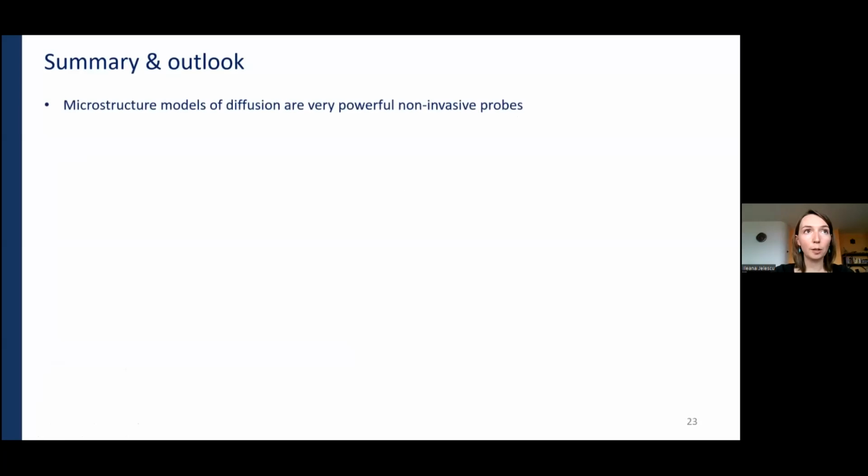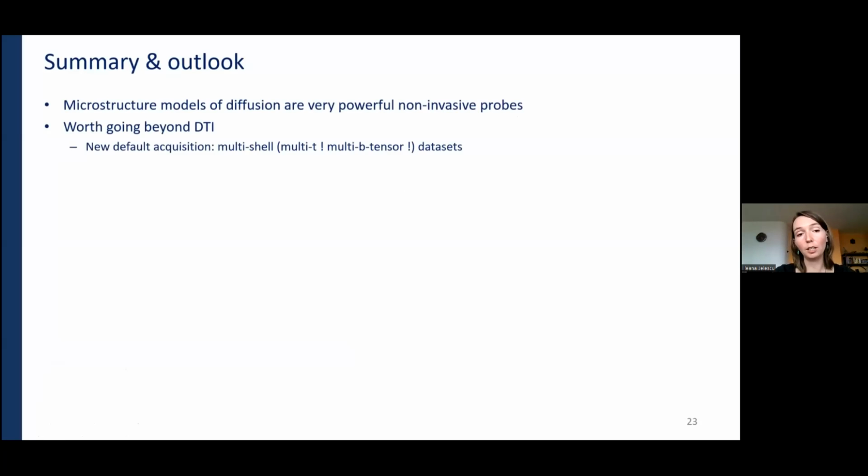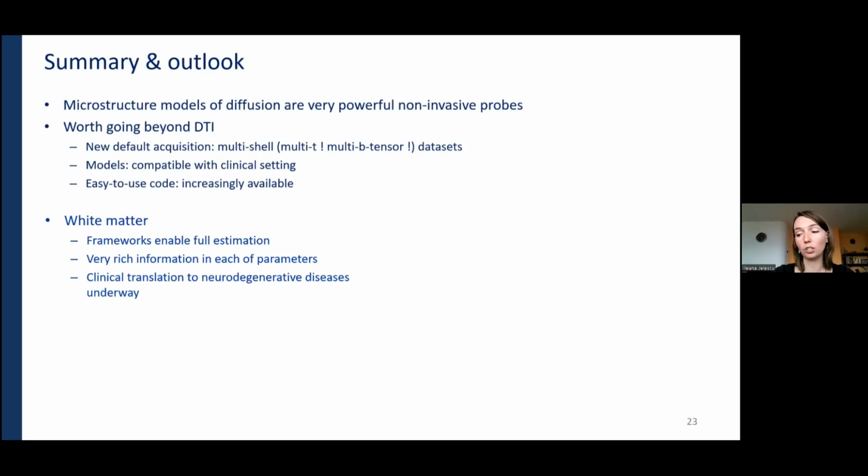Okay, so to sum up, microstructure models of diffusion are very powerful non-invasive probes. It's definitely worth going beyond DTI. So the new default acquisition in my perfect world would of course be multi-shell, but also multi-diffusion time. And if one can afford it, multi-B tensor, right? So you remember this linear encoding and spherical encoding combined. Most models are compatible with a clinical setting and easy to use code is increasingly available. So I think this will also help the clinical translation.